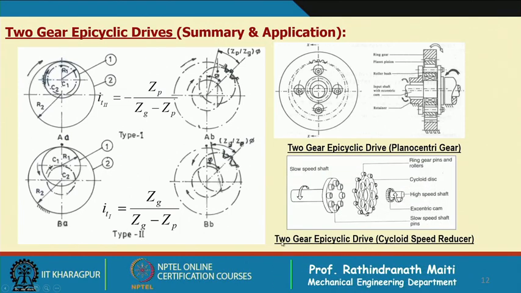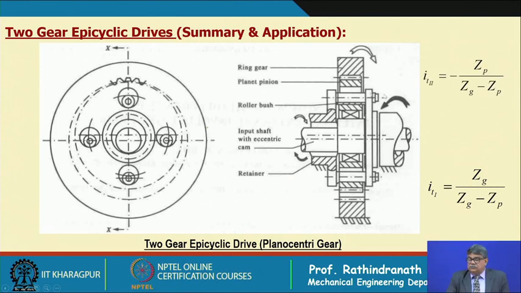Also, we will have the 2-gear epicyclic drives with cycloidal teeth, which is called the cycloid speed reducer, which I have shown. So, this is the cycloid speed reducer. In that case, these pins are one gear and this wavy cam is another gear, and this is rotated usually by a cam. The input will be a cam like this. So, we have shown it again, and this is the view.